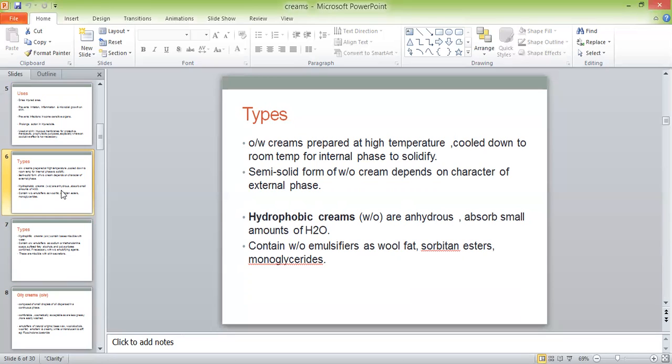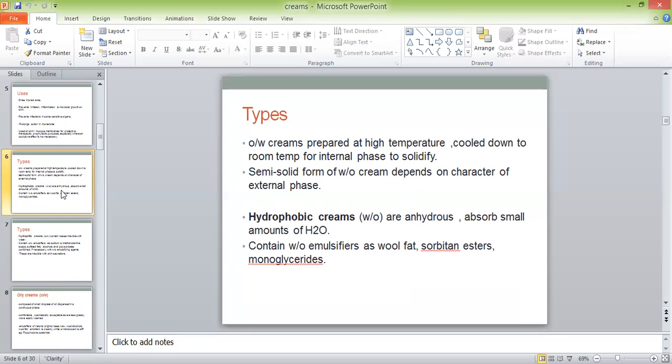Now, what is wool fat? It is a fatty substance from sheep wool, which is used as an ointment base, and it absorbs water. It is used as a protectant. It is used against infection and irritation, and it seals in moisture. Wool fat is also called lanolin.